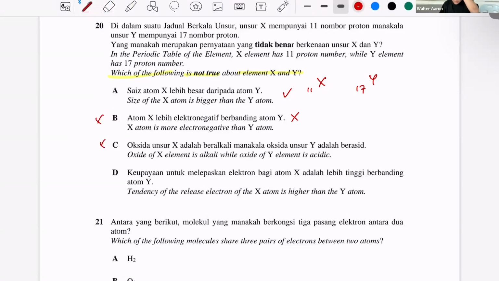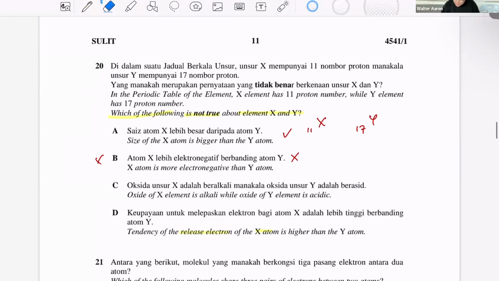And then the last one, the tendency of the release electron of X atom is higher than Y. Also, this is true. The ability to release electrons out is called electropositivity. So metals which are arranged higher tend to be more electropositive compared to, sorry, let me just repeat that again.